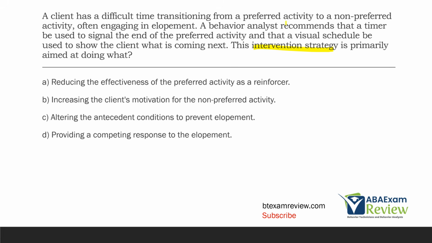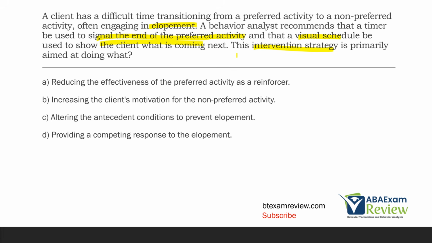We have a client, they're transitioning or they struggle transitioning, and they often elope or run away. The analyst says, let's use a timer to show them when the end of the activity is going to happen, and a visual schedule to show the client what is coming next. Now let's ask ourselves, this timer and this visual schedule, are they appearing prior to the elopement? They are. The timer is running prior to the end of the activity, and the schedule is always there to show what's happening next. So these are interventions taking place before the behavior.